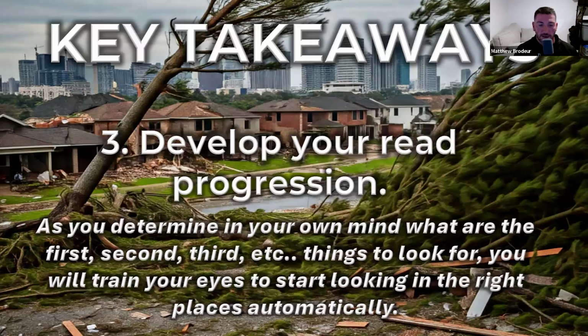Number 3, develop your read progression. As you determine in your own mind what are the first, second, third, on and on things that you look for, you will train your eyes to start looking in the right places automatically. It's going to become automatic to you that you move through your progression. And when someone's on site saying, well, what are you seeing? What are you looking at? Did you see that? Well, my grandmother pointed this thing out. Whatever it is, you've got a process that you're working through, and you'll do one thing at a time, and you'll continue to move through in a very methodical fashion.